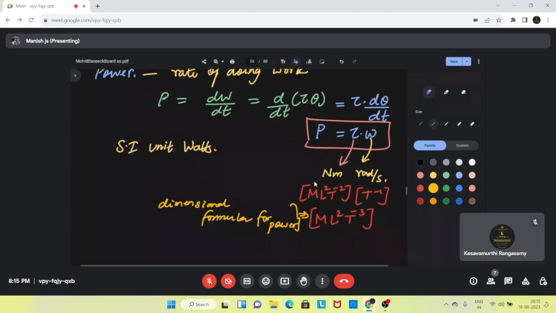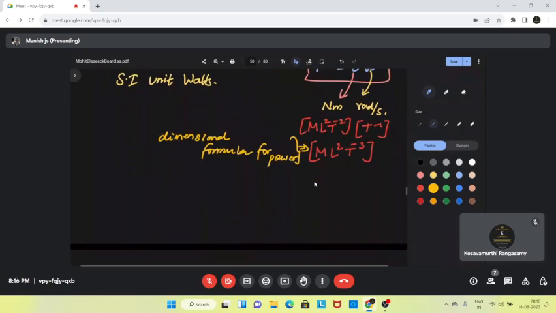So now we'll move on to the next concept. The next concept is angular momentum. Moving on to that, then we have angular momentum.